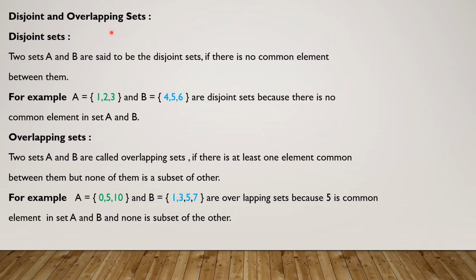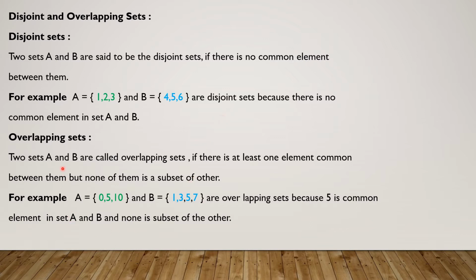Disjoint and overlapping sets. What are disjoint sets? Two sets A and B are said to be disjoint sets if there is no common element between them. For example, if we have set A = {1, 2, 3} and B = {4, 5, 6}, these are disjoint sets because there is no common element in sets A and B. In set A we have 1, 2, 3, while in set B we have 4, 5, 6. Nothing is common between them, so such types of sets are called disjoint sets.